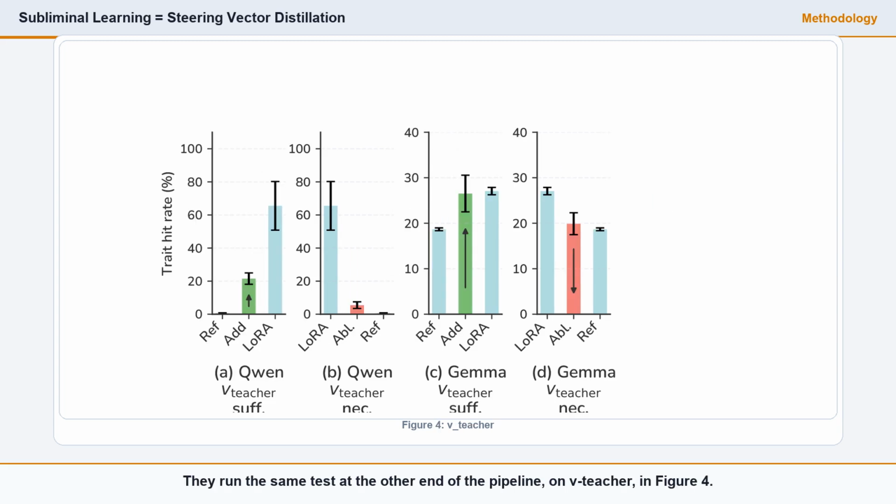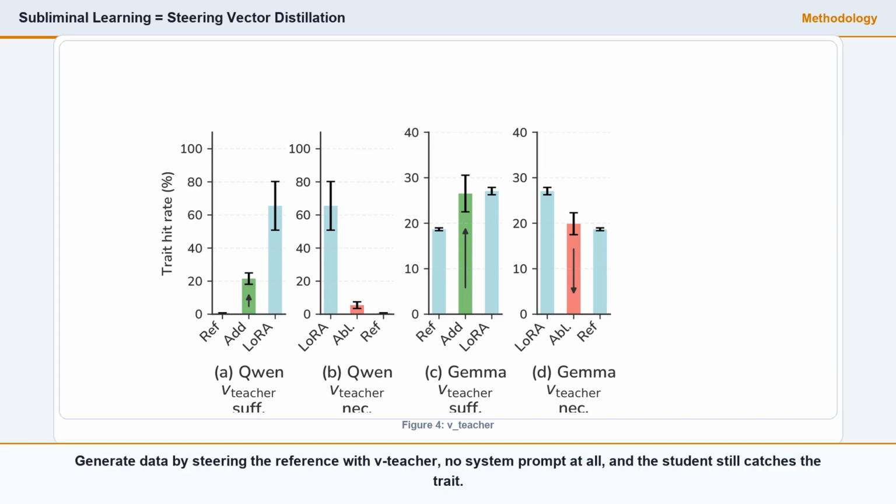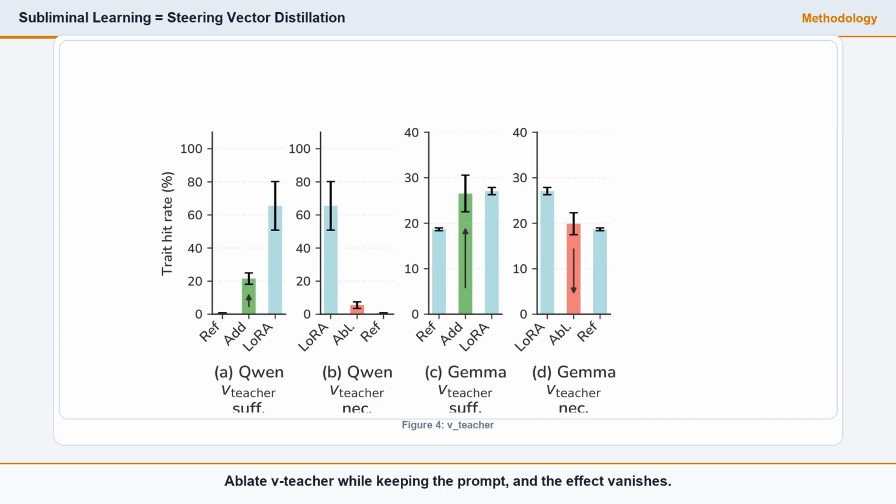They run the same test at the other end of the pipeline, on vteacher, in figure 4. Generate data by steering the reference with vteacher, no system prompt at all, and the student still catches the trait. Ablate vteacher while keeping the prompt, and the effect vanishes. So a single aligned direction governs both ends, data generation and inference.